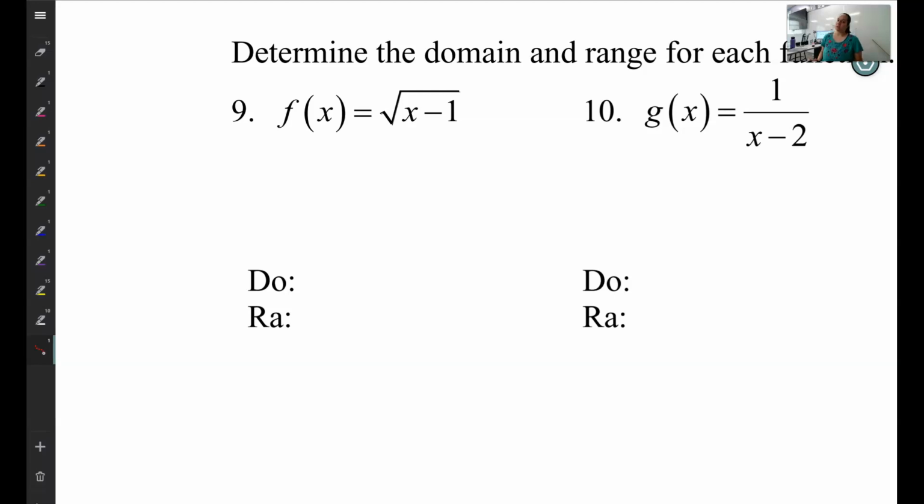Welcome to domain and range of functions. We're just going to do a couple quick examples of this and then we'll move on and talk about inverses.